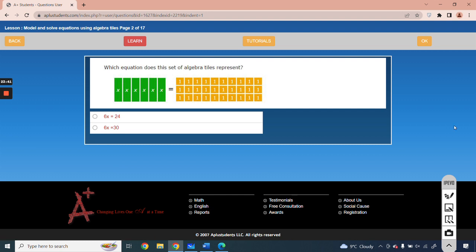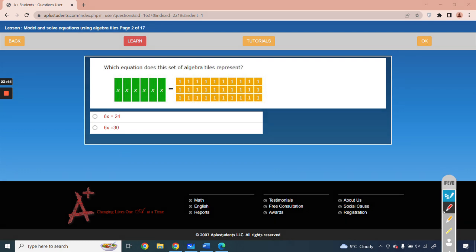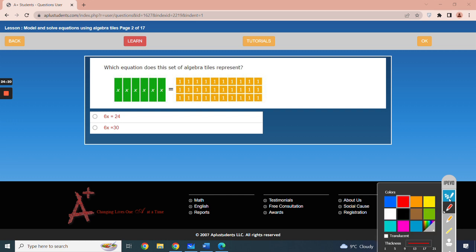Okay, which equation does the set of algebra tile represents? Got it? So just count the tiles: 1, 2, 3, 4, 5, 6. That means we have 6 on the left hand side. And then count the right ones: 1, 2, 3, 4, 5, 6, 7, 8, 9, 10. So on the right hand side you have 30 tiles with ones, 30 orange tiles. So the equation is 6x equals 30. Got it? So option number 2 is the correct option. Just select the correct option and click on the OK button. So it is 6x equals 30.